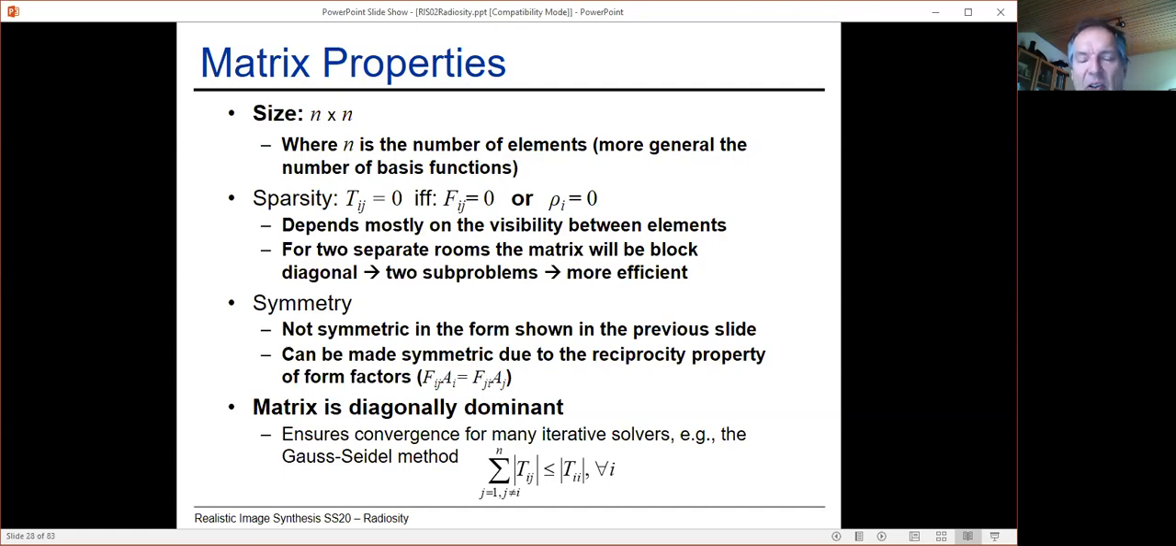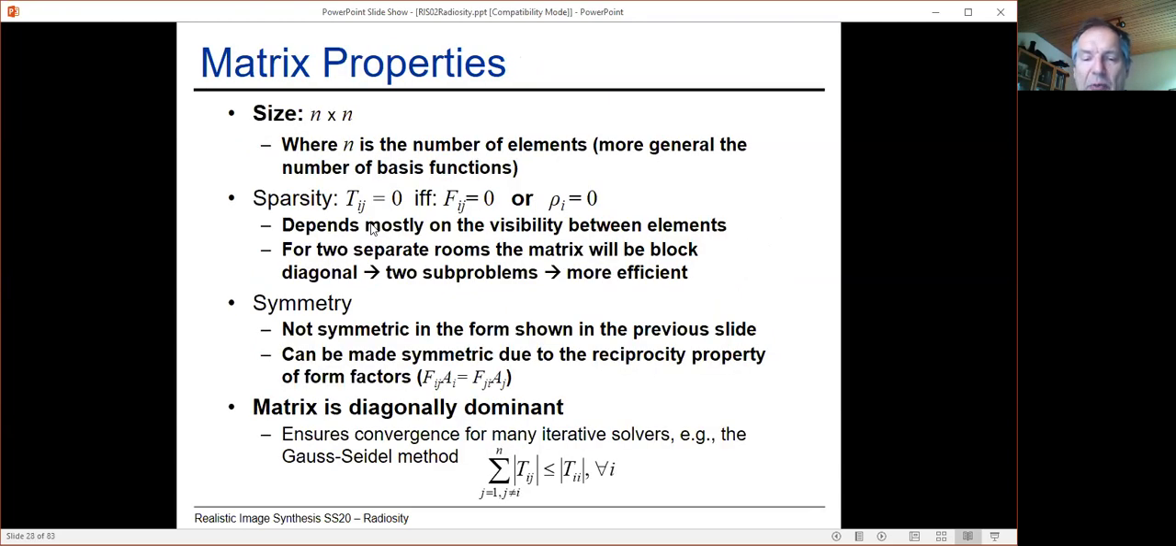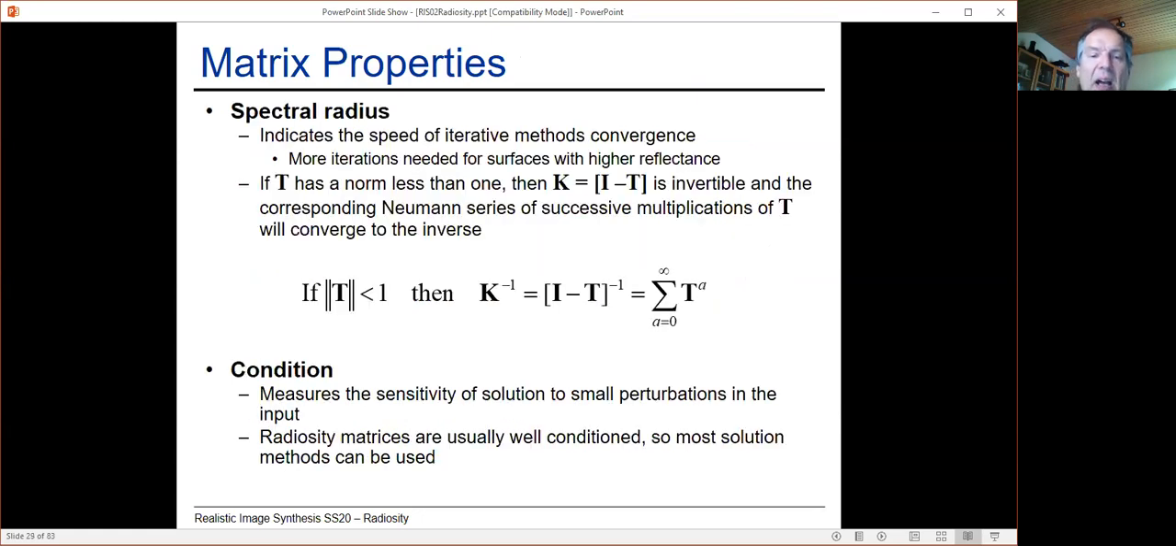And finally, the matrix is diagonally dominant. This I already mentioned, that essentially some values in the rows will be below one, and so we'll have ones on the diagonal, and here there will be some small fractions, and this we call a diagonally dominant matrix. So what are the properties of such a matrix? One of such properties is called spectral radius, and this indicates how quickly potentially iterative methods may converge. Intuitively, how quickly we can converge.